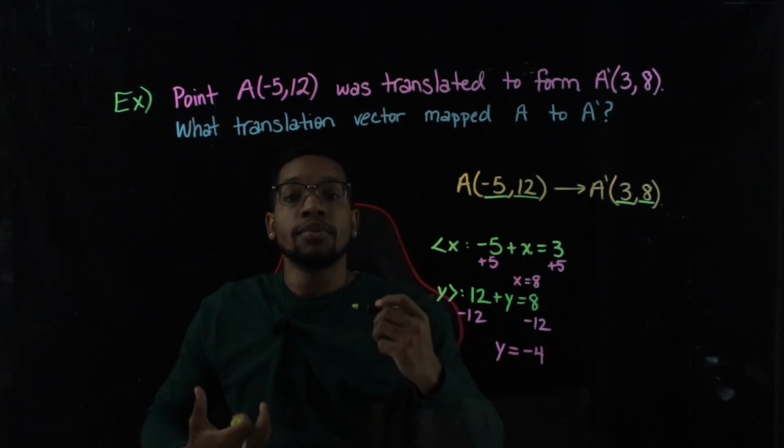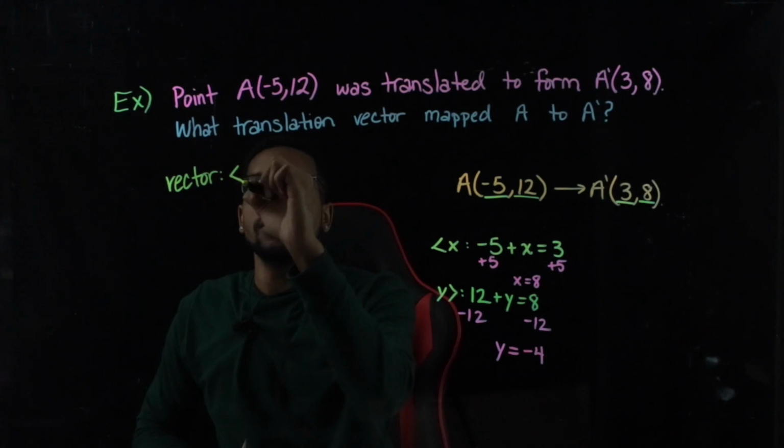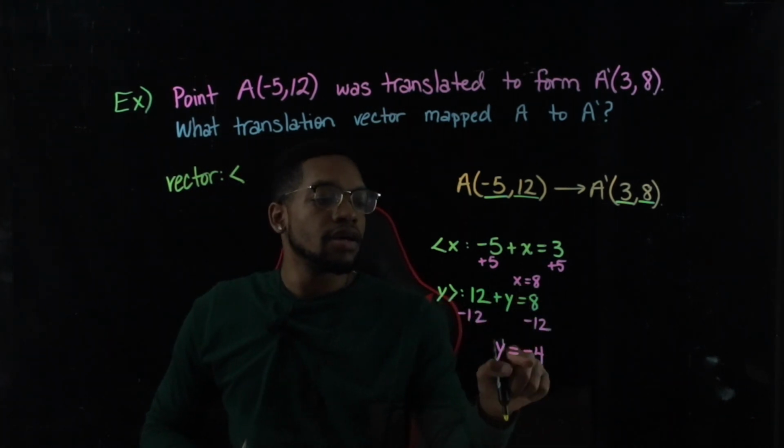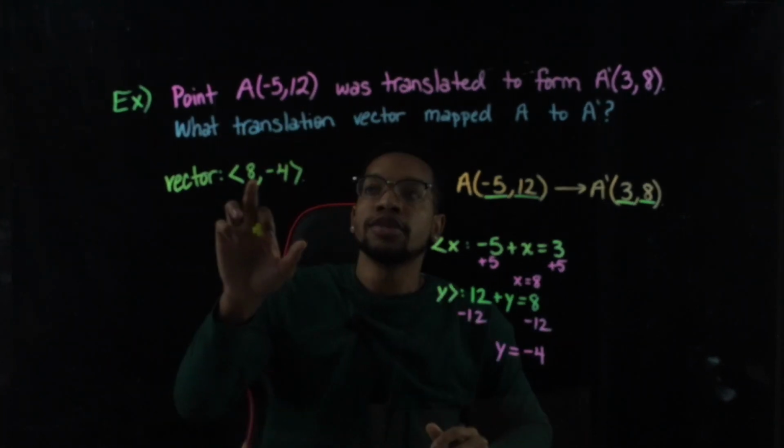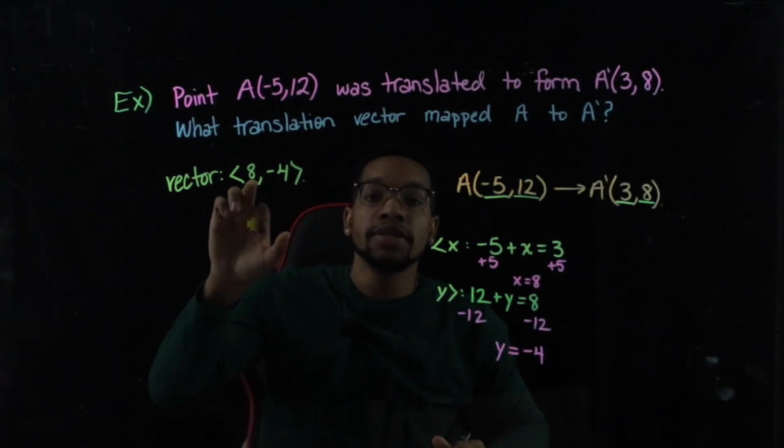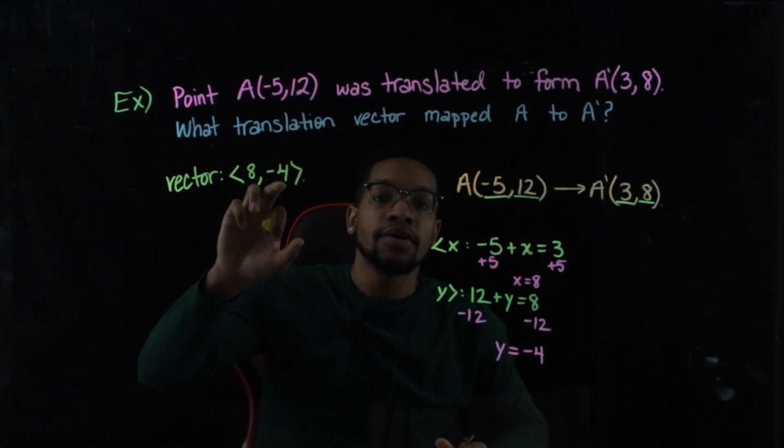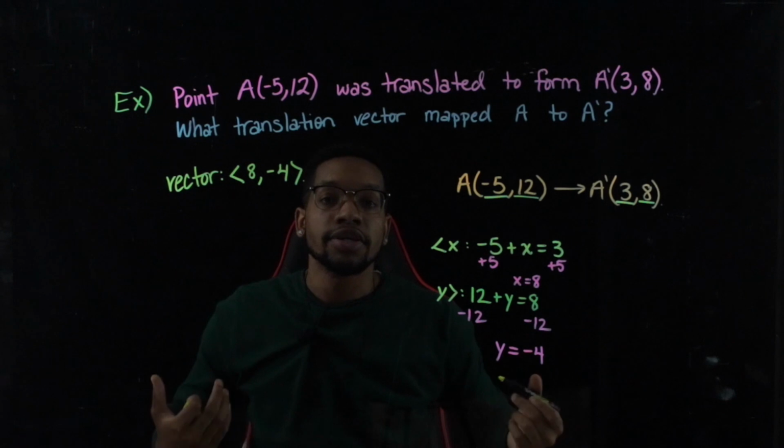So my final vector is going to be 8, -4. I took point A and I moved it 8 spaces to the right and then 4 spaces down, and then it got to A prime. And so that's all you got to do.